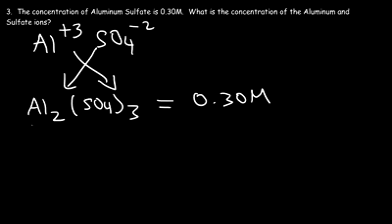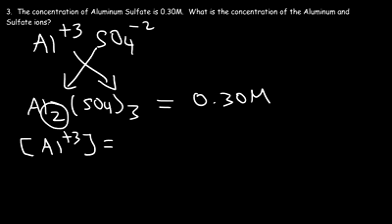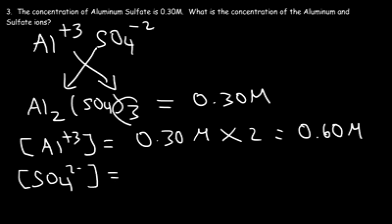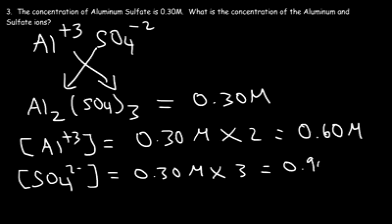So based on that, what is the concentration of the aluminum 3+ cation? So notice that we have a subscript of 2. So it turns out that to find it, all you got to do is multiply the molarity by 2, so it's going to be 0.60. And in the case of sulfate, there's 3 of them per formula unit, so it's going to be 0.30 times 3, which is 0.90.